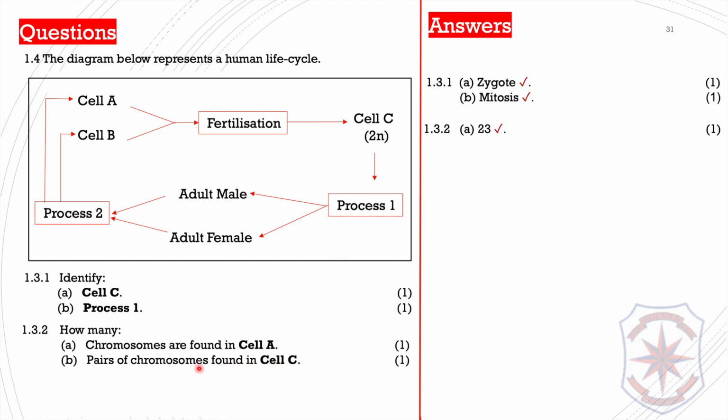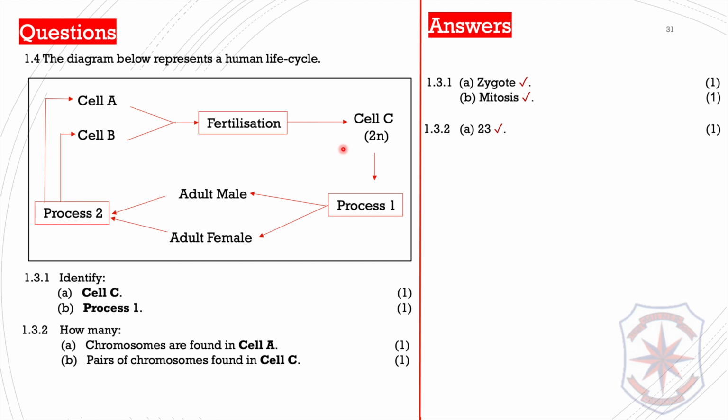So how many pairs of chromosomes are found in cell C? How many pairs of chromosomes, guys? Cell C, remember, we said is a zygote. That is a diploid cell. Remember, a diploid cell contains 46 chromosomes in total, and those 46 chromosomes are arranged in 23 homologous pairs.